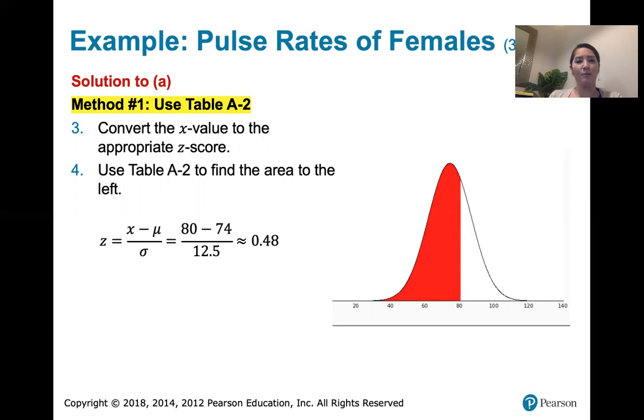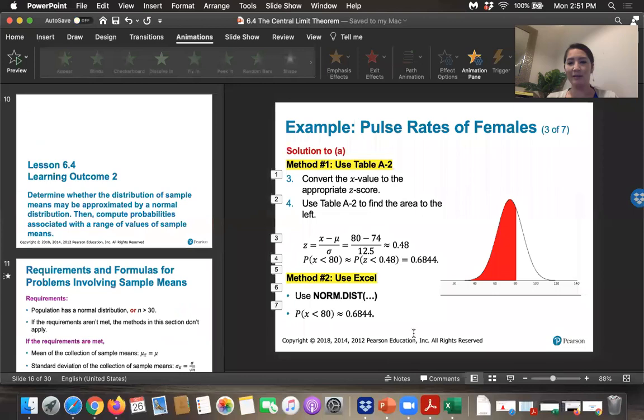Okay, now that you have Z approximately equal to 0.48, we say that the probability that X is less than 80 is the same as the probability that Z is less than 0.48. So we're saying X equals 80 is about 0.48 standard deviations above the mean. What is the probability that a particular X value is less than 0.48 standard deviations above the mean? Well, the area to the left can be found in our table. So I'll bring up table A2 now.